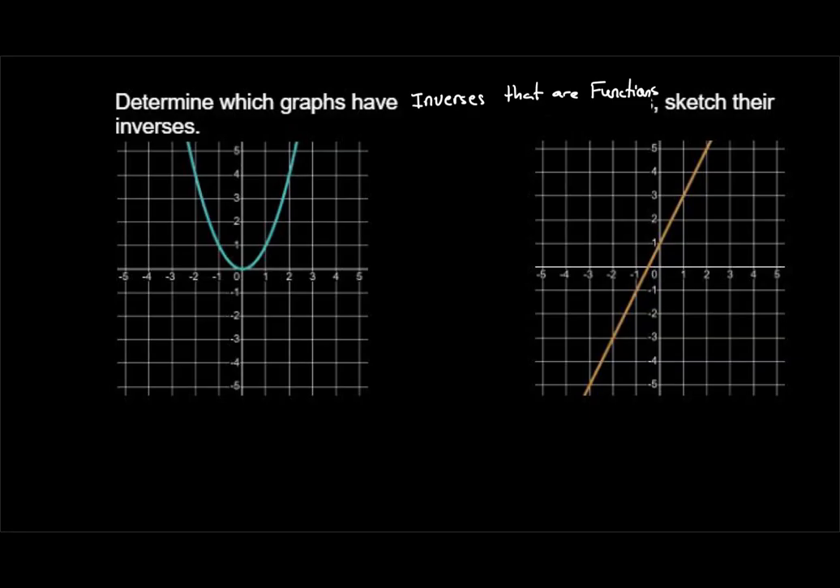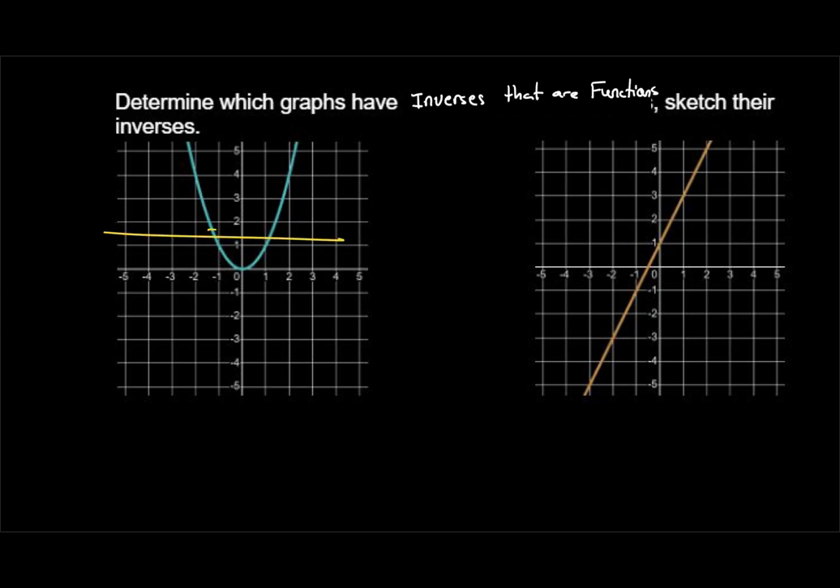So in this example, we're going to be doing two things. We're going to first determine which graphs have inverses that are functions, and we're also going to sketch the inverses. So first, to determine if the inverse is a function or not, we're just going to use the horizontal line test. If we draw horizontal lines on the graph and it touches more than once, then the inverse is not going to be a function.